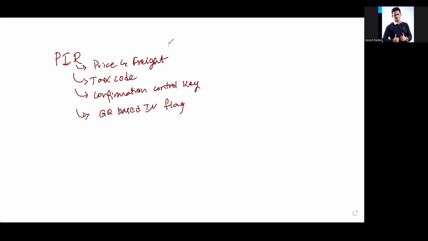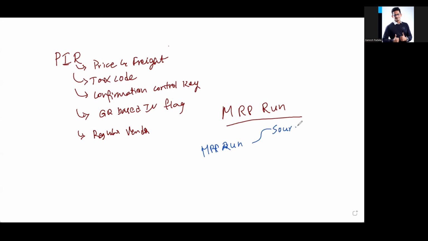When it comes to the source of supply, the manual source of supply when you're creating, we used to have a regular vendor field which was playing the role in determining. But when it comes to the MRP run, how are you managing the auto source of supply? During the MRP run, if you want to determine a source of supply, we used to get it from the source list. We even use it for quota arrangement.